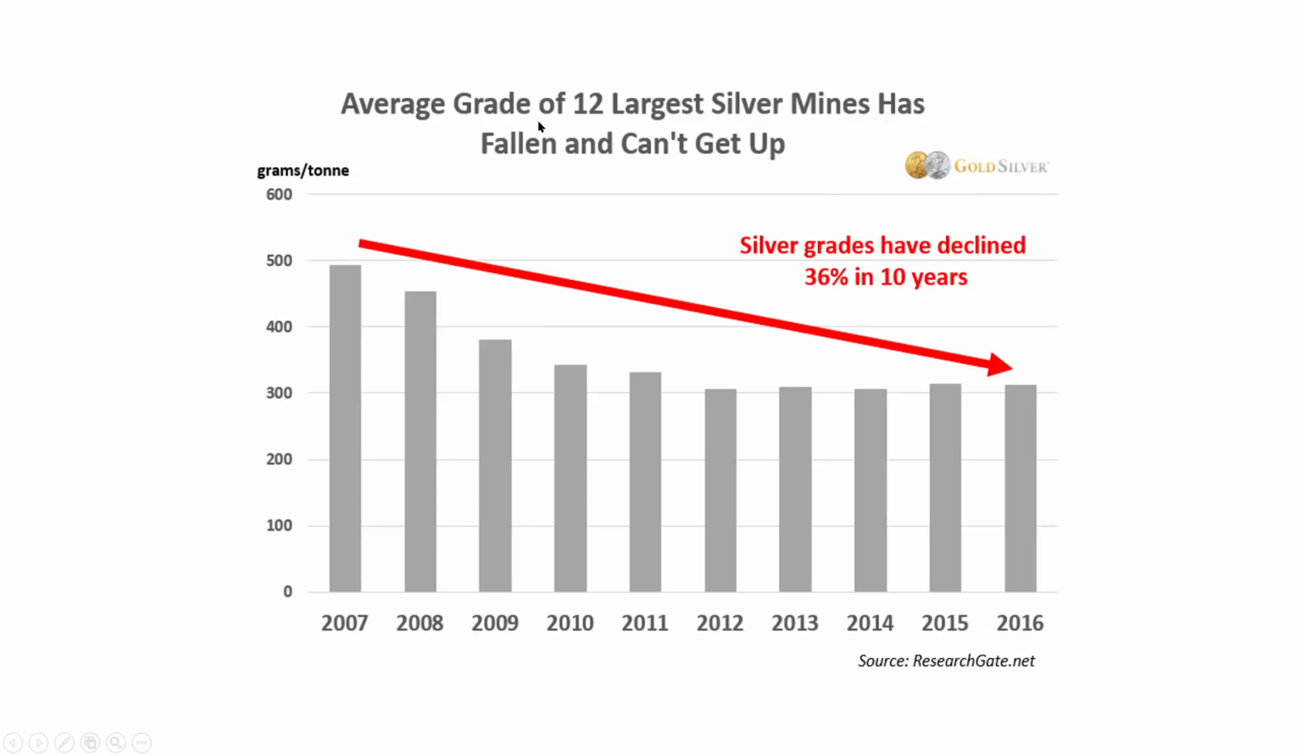Now, here's the average grade. When I talk about ore grades, this is the average grade of the 12 largest silver mines, and they've fallen. Silver grades have declined 36% in 10 years. From 2007 to 2016, we're seeing ore grades decline, and this is going to take more and more energy to get the same amount of production. It's also harder to extract lower and lower ore grades if you want to produce more silver supply. And if you want to produce a lot more, you're going to have to move ever greater amounts of earth to get the same production output. So you're going to have to move even more earth if you want to grow production substantially. So it's very energy intensive.